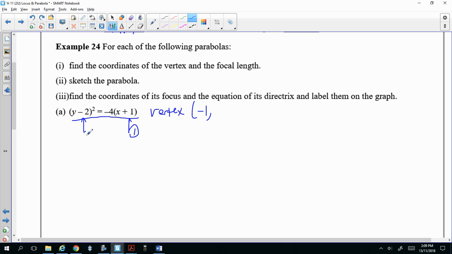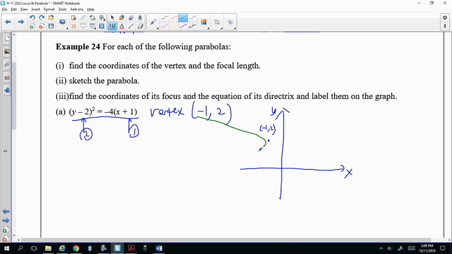And then let's draw it. X and y axis. So you go -1 across, 2 up. And then you're going to go sideways. Remember it's negative, so it goes sideways to the left. Okay, next we're going to work out the focal length.